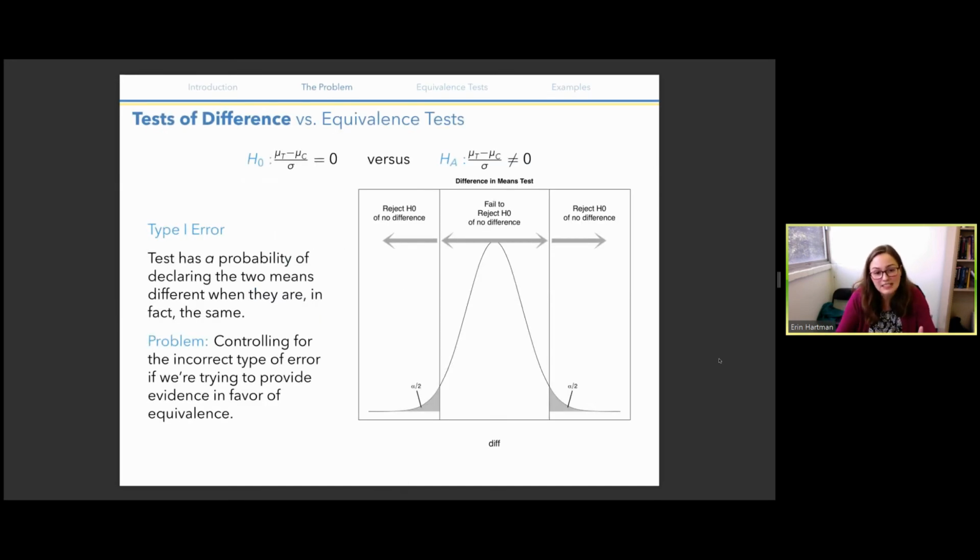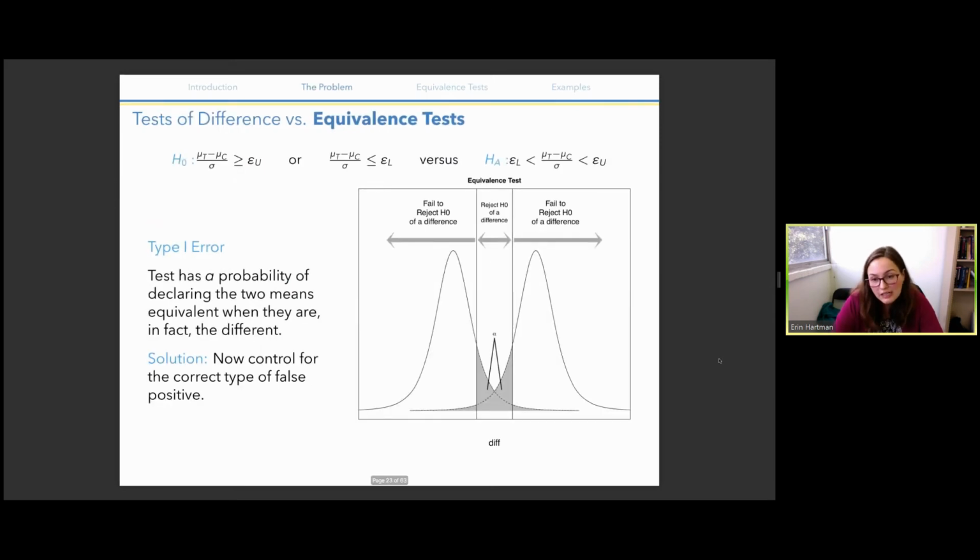Right, so once again, our test of difference, part of the problem is, of course, that they're set up to control a type 1 error where we reject the null, in this case of no difference, even when a difference exists. It's not the type 1 error that we want to control for. And so how do you conduct an equivalence test? Usually, this is an example of what we call a two one-sided test.